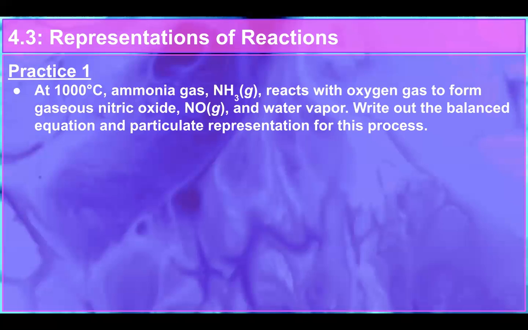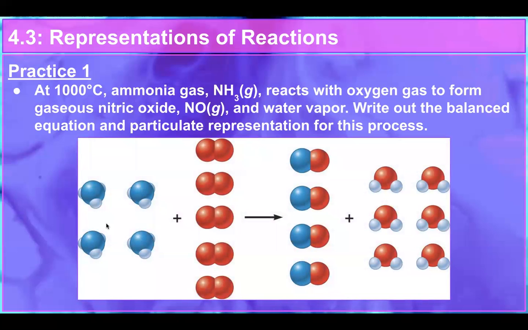Okay, so let's take a look at what the particulate representation would look like here. So we have our ammonia, NH3, oxygen, NO, the nitric oxide, and the water. So this is balanced right here. We have 4 NH3 for every 5 oxygen, and they will combine together to give us 4 NO, and then 6 H2O. So hopefully whenever you balanced the equation, that is what you got, and then your particulate representation looks like this.